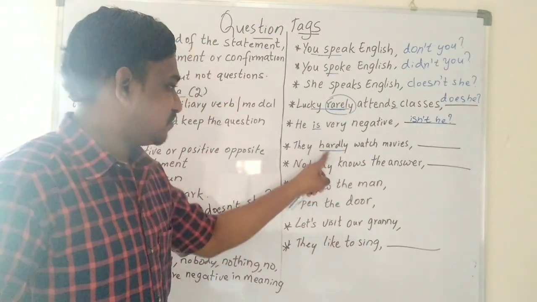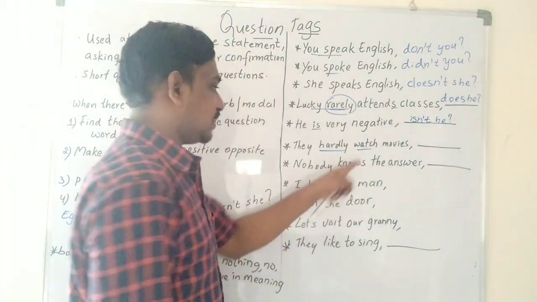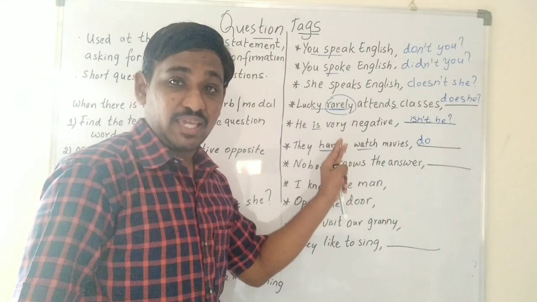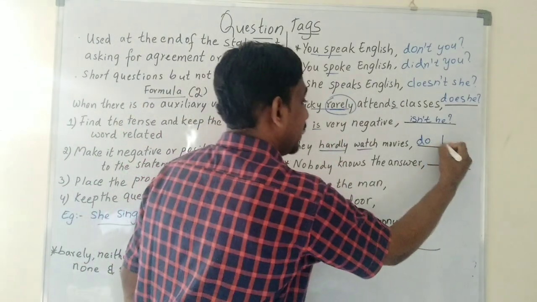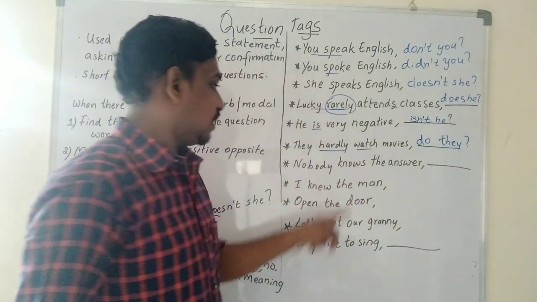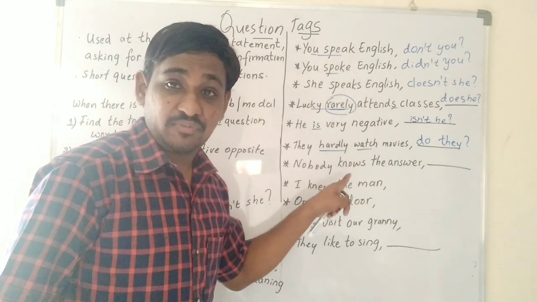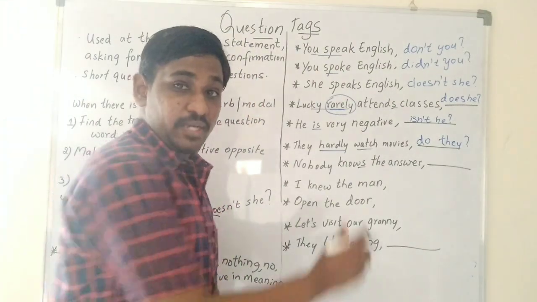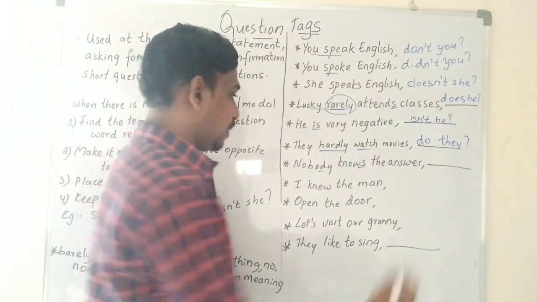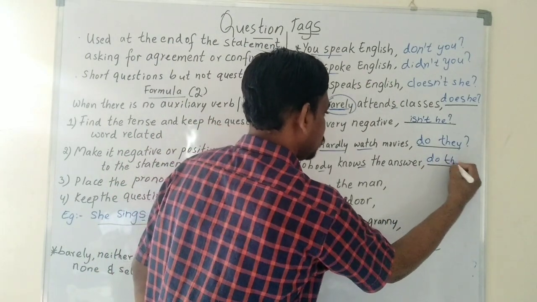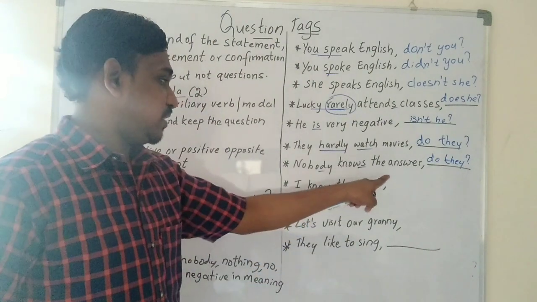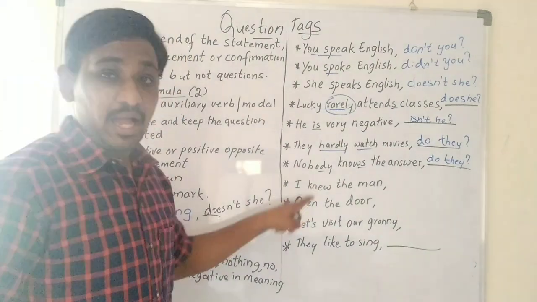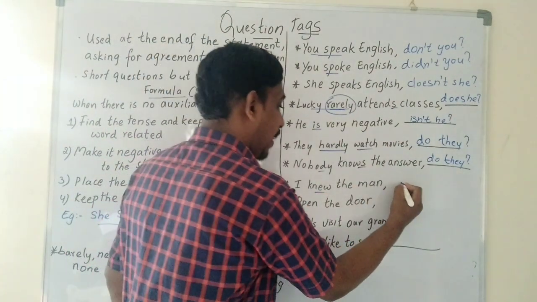They hardly watch movies. Hardly is there. They hardly watch. It is in simple present tense. Do. Actually, it would be don't they if hardly were not there. Since hardly is there, do they? Next, nobody knows the answer. Again, it has negative connotation. Nobody knows the answer. Knows is there, but the meaning differs. It becomes plural here. So the answer will be: nobody knows the answer. Do they? Right. Okay. I knew the man. Simple past tense again. Knew the man. Did.